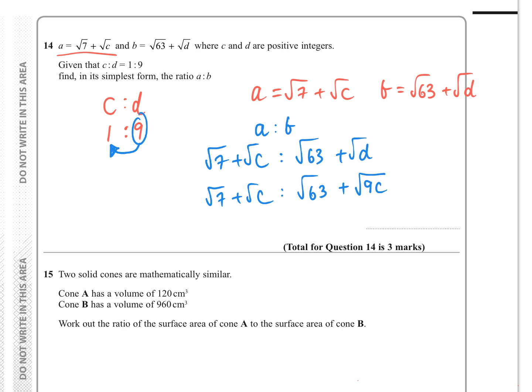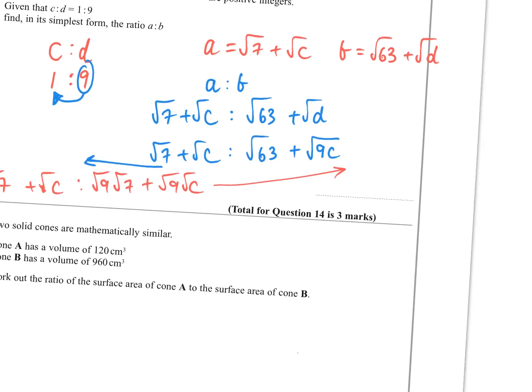Now, from here, we can say that root 7 plus root C, and then that will be the ratio to root 63. Now, root 63, 9 sevens are 63, so that would be root 9 times root 7 plus root 9 times root C. So we're nearly there. So we're going to end up with, and I'll just expand this a little bit so you can see what's going on.